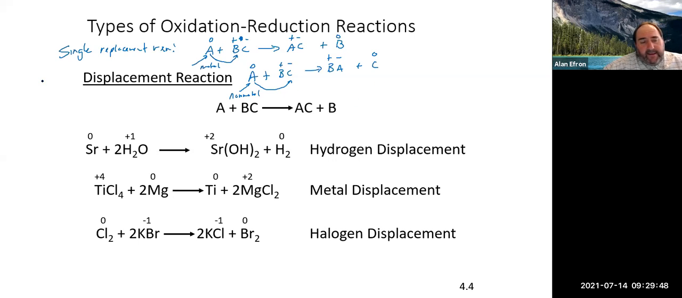Remember that in order for this reaction to take place, as we've talked about, the guy coming in needs to be more reactive than what it is replacing. Otherwise, this reaction will not take place. What I'm going to do, I think, is I will lay it up there.